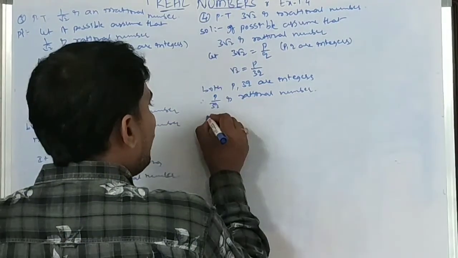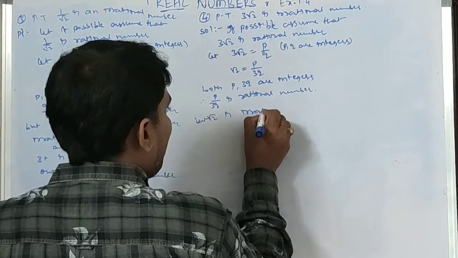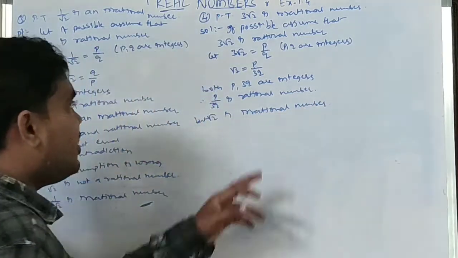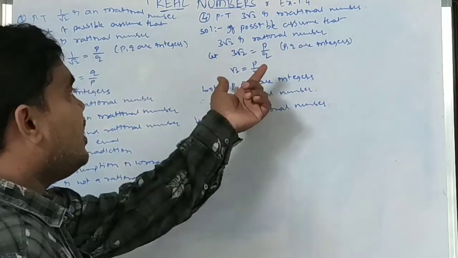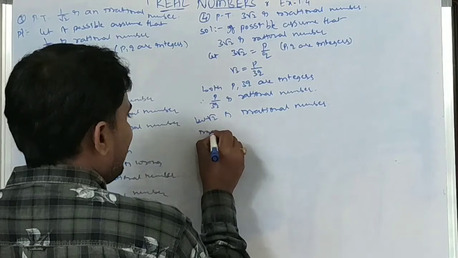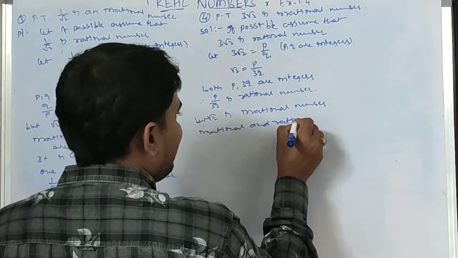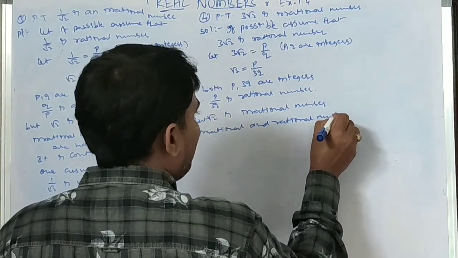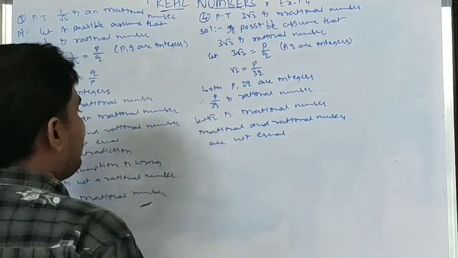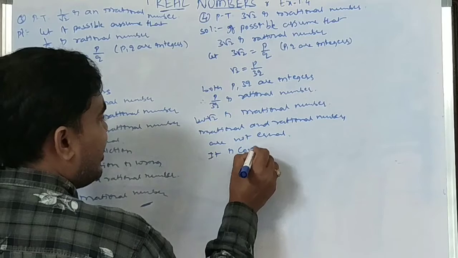What is on the left side? Root 2. But root 2 is an irrational number. This is a rational number, this is an irrational number. These two being equal is not possible. So irrational and rational numbers are not equal. So it is a contradiction.